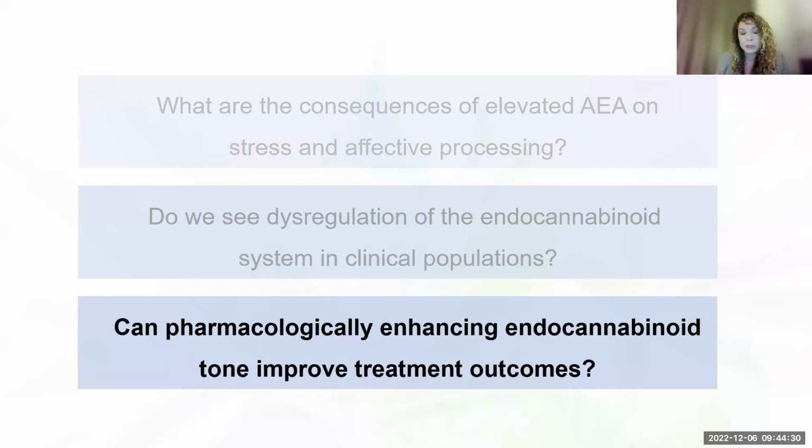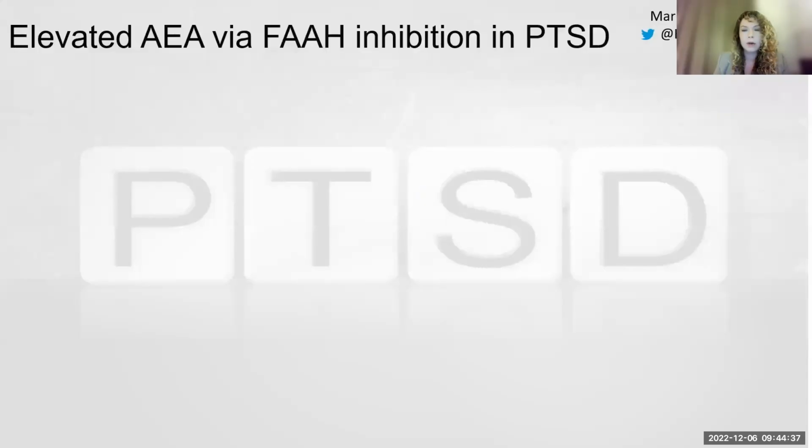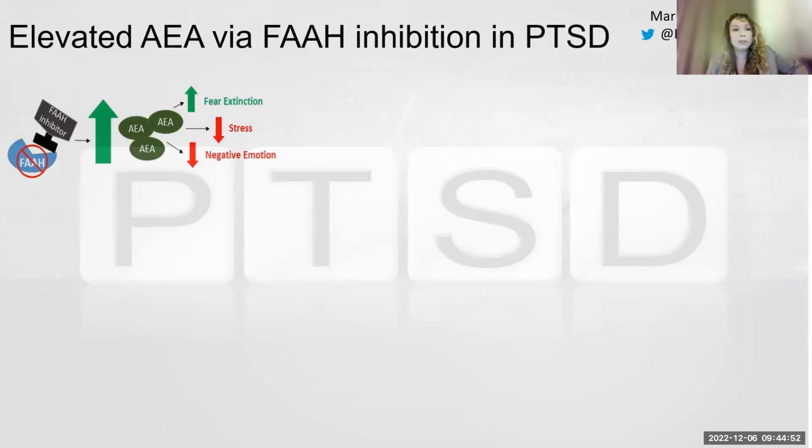But what we can do in humans is actually see if we pharmacologically enhance anandamide, can we improve treatment outcomes? This is an ongoing study that I'm doing in collaboration with Marcus Heilig back in Sweden. Marcus was my postdoc advisor, and we're collaborating on this project because it took us a really long time to get it going. But again, we're looking at FAAH inhibition. We've shown that if you inhibit FAAH, you increase anandamide, you can increase fear extinction, you can reduce stress and reduce negative emotion. These are key features of the symptoms you see in PTSD.